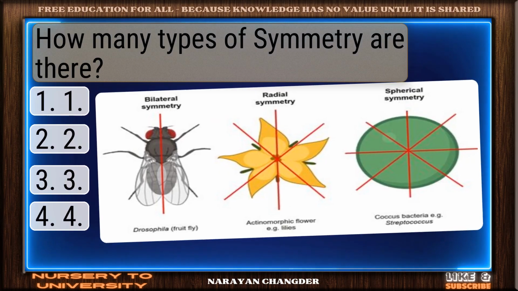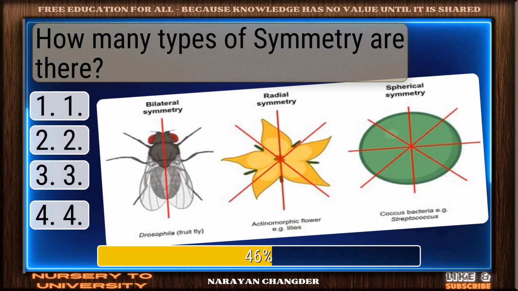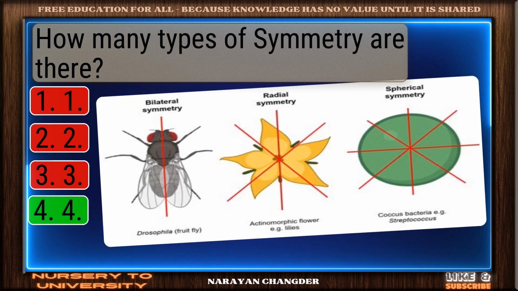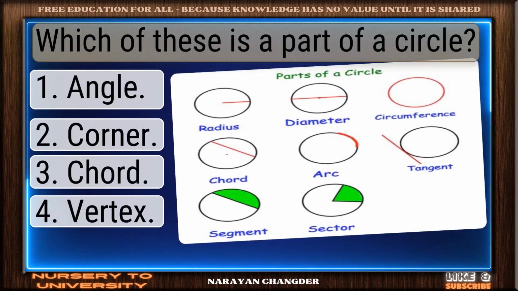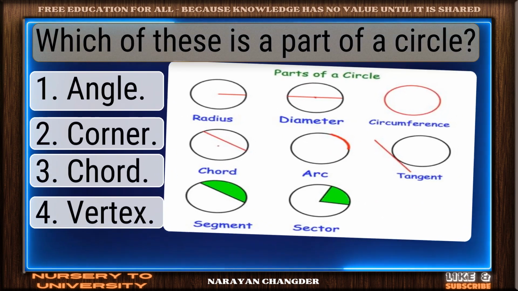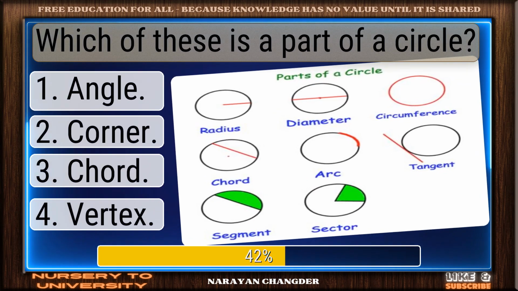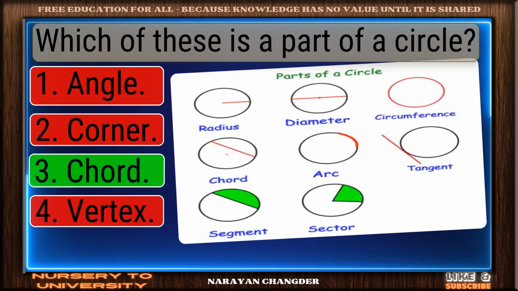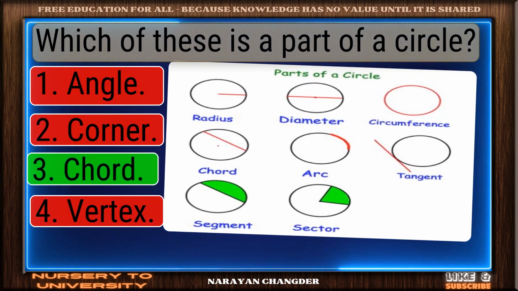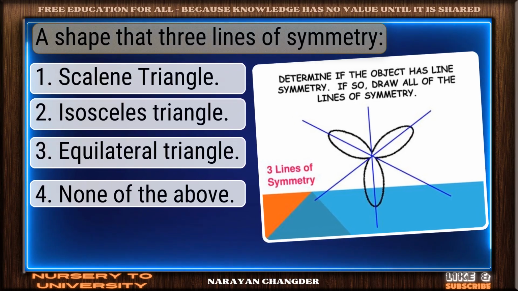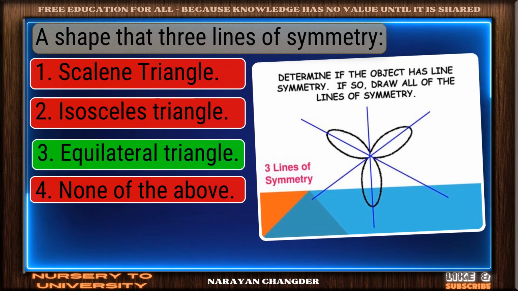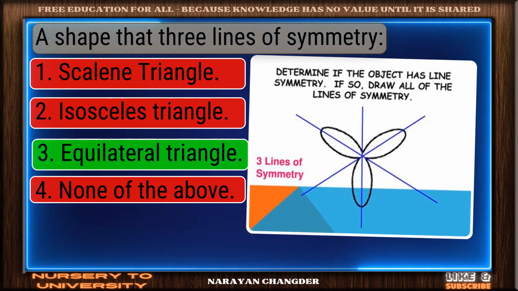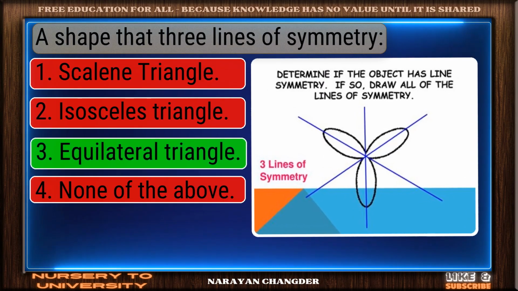How many types of symmetry are there? Excellent. 4 is a brilliant choice. Which of these is a part of a circle? Smart pick. Chord is the correct choice. A shape that has 3 lines of symmetry. Nicely done. Equilateral triangle is a solid answer.